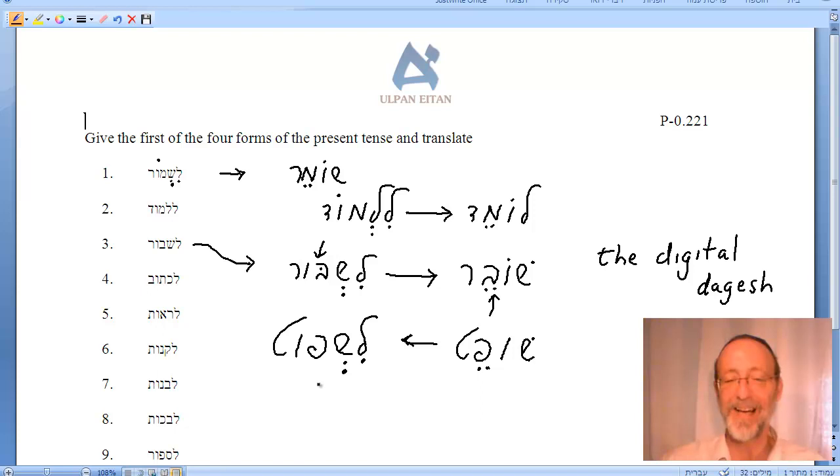Pause the video and say it out loud for yourself to make sure you've understood this lesson. If on the right-hand side, in the present tense, it was an F sound, on the left-hand side, by this concept of digital dagesh, we're going to put in the dagesh over there, and this verb is lishpot. Lishpot. Very important word, like all words that we ever learn. To judge. So lishpot, to judge, and shofet, in the present tense, judge, judges, judging, all present tense.